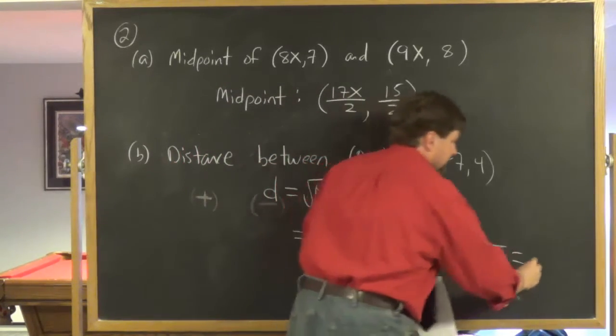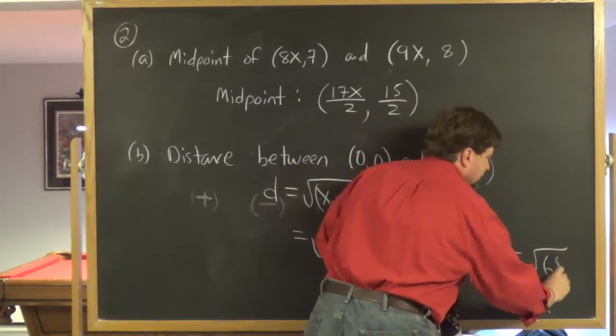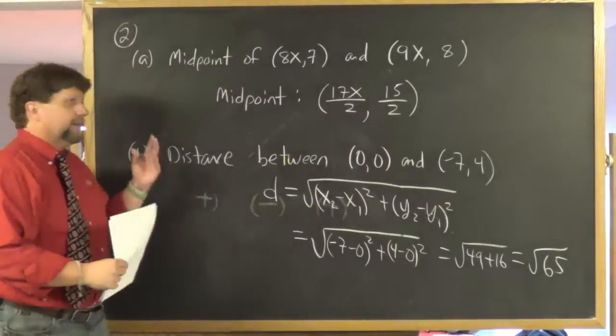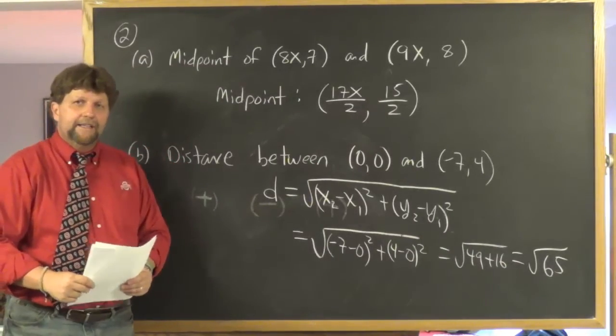And 49 plus 16 gives us the distance to be the square root of 65. And that's all there is here to number 2, finding a midpoint and finding a distance.